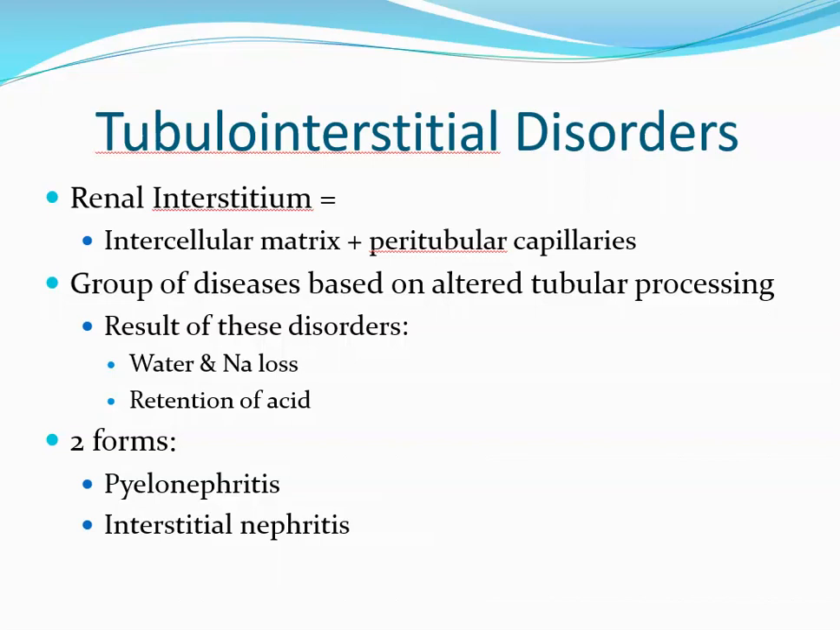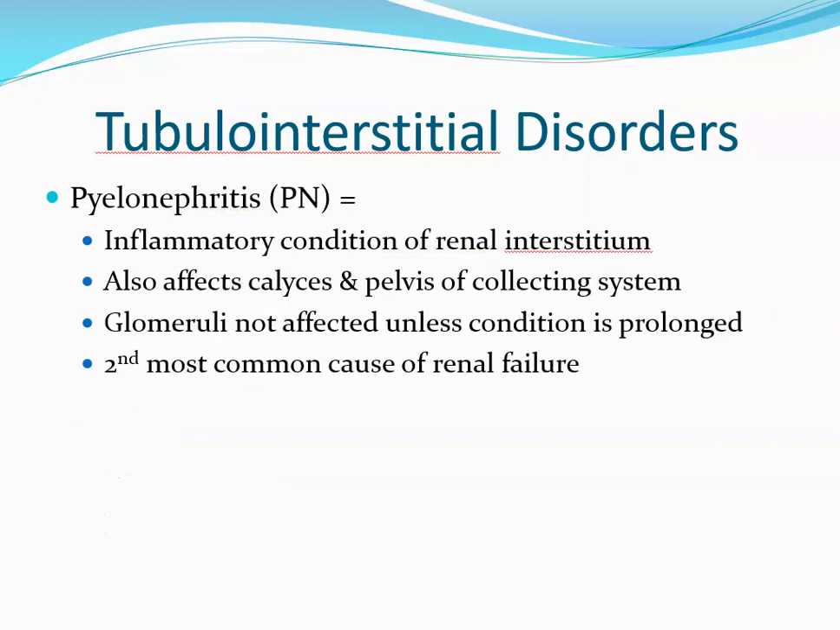This group of diseases is based on altered tubular processing. The general result of these disorders is usually water and sodium loss, as well as the retention of acids. There are two forms, pyelonephritis and interstitial nephritis. Starting with pyelonephritis, this is an inflammatory condition of the renal interstitium. It can also affect the calyces and the pelvis of the collecting system. The glomeruli are not affected unless the condition is prolonged. Pyelonephritis is the second most common cause of renal failure, right behind chronic glomerular nephritis.